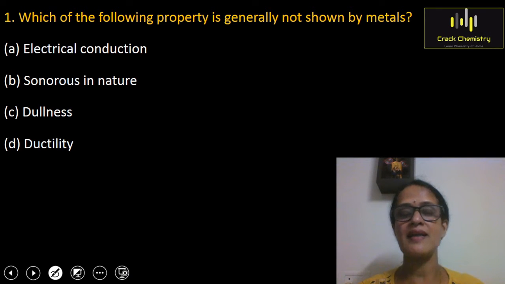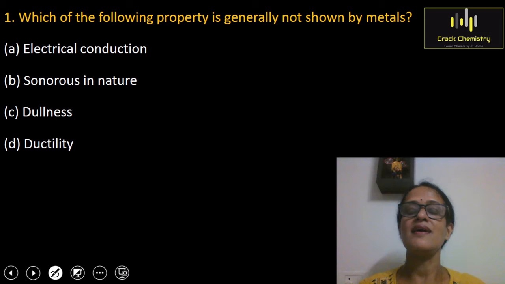First option is electrical conduction. This is a correct property because metals show electrical conduction. Electrical conduction is one of the very important property of metals. Metals allow electricity to pass through them. That's why metals are used in making electrical wires also.